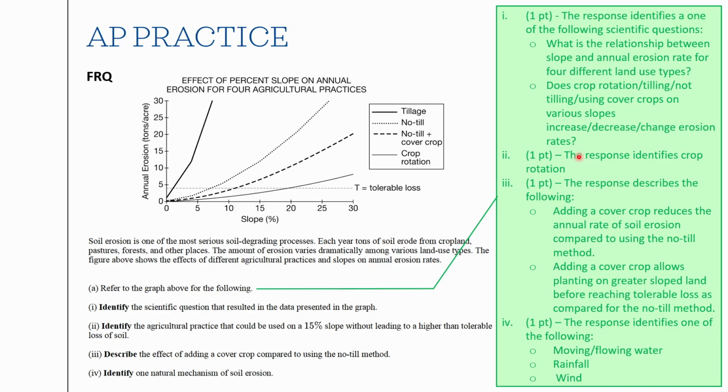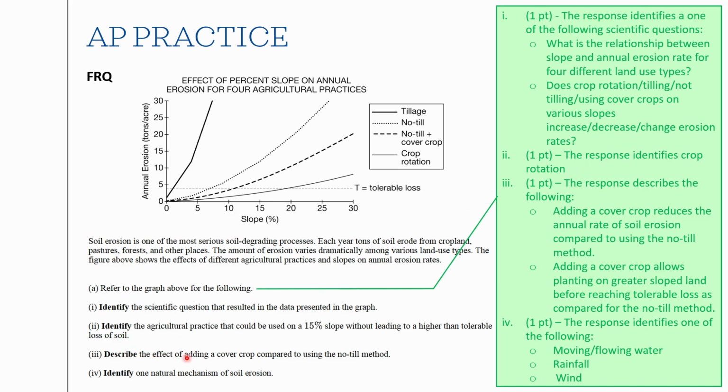Part 2, identify the agricultural practice that could be used on a 15% slope without leading to higher than tolerable loss of soil. Let's look here. Notice there is this T, the tolerable loss, and let's go to a 15% slope. The only agricultural practice that is plotted below that tolerable loss is the thin line, which is crop rotation.